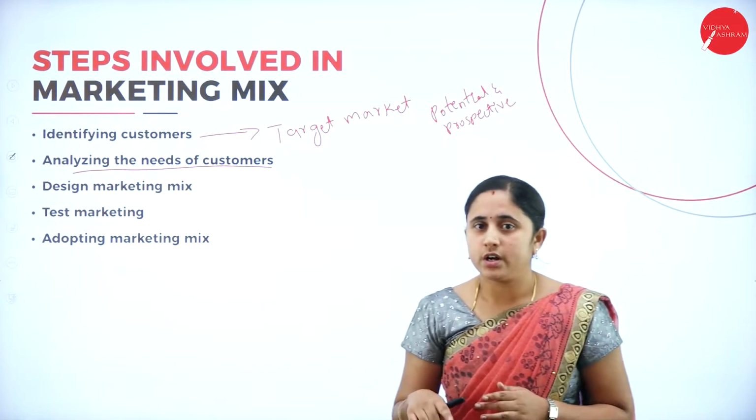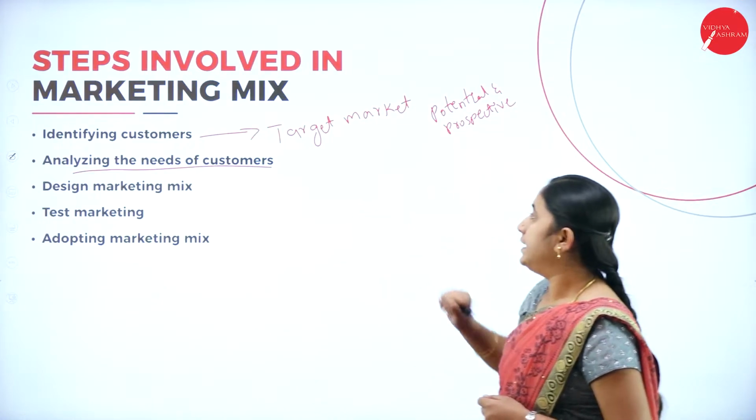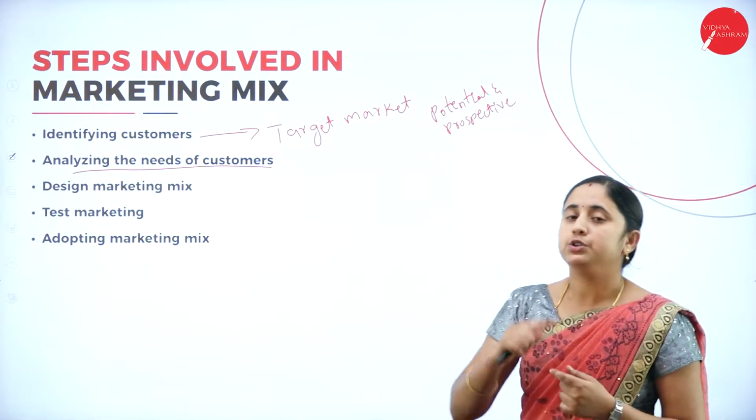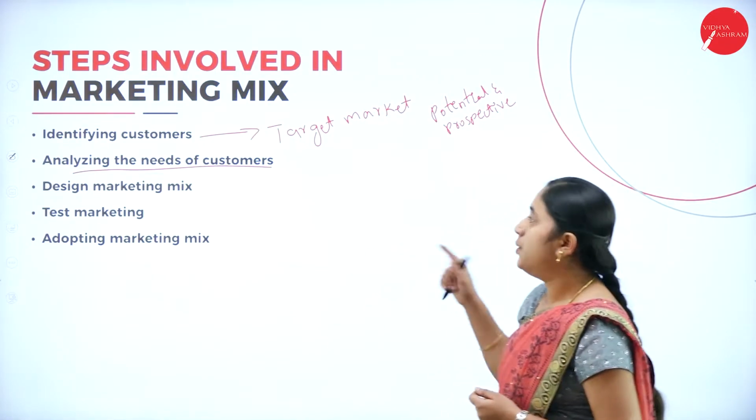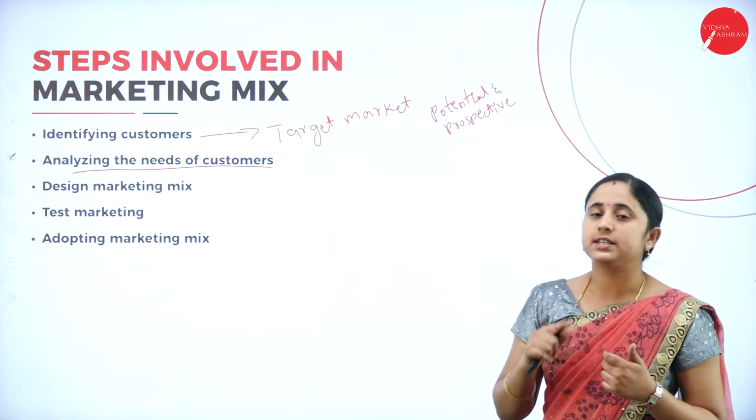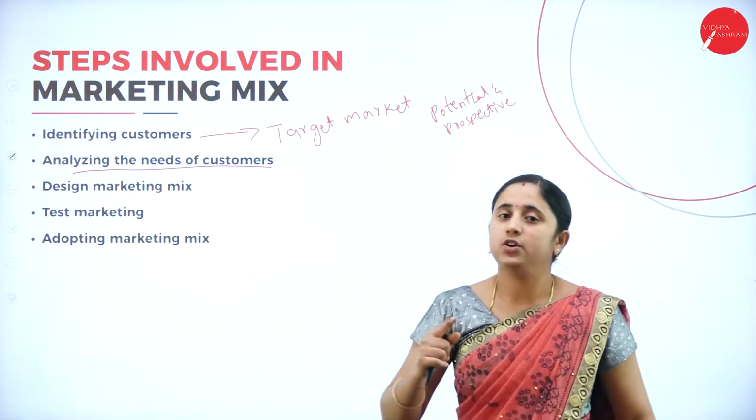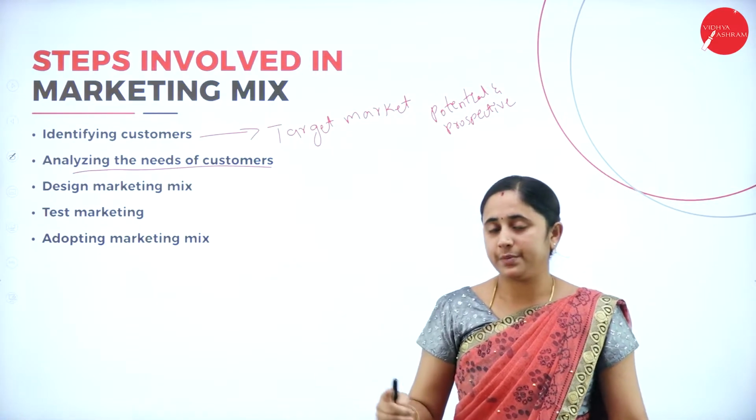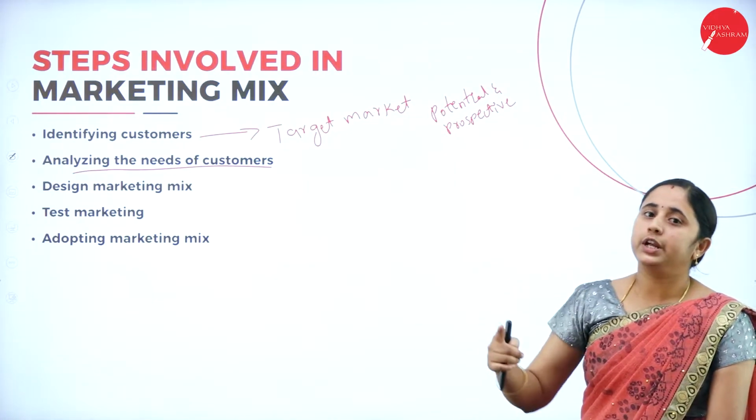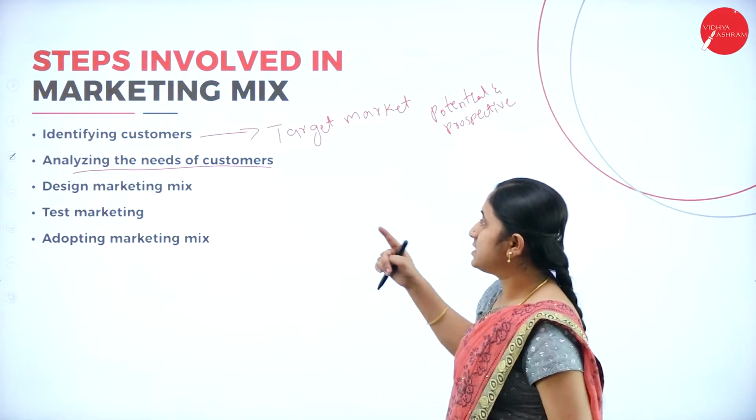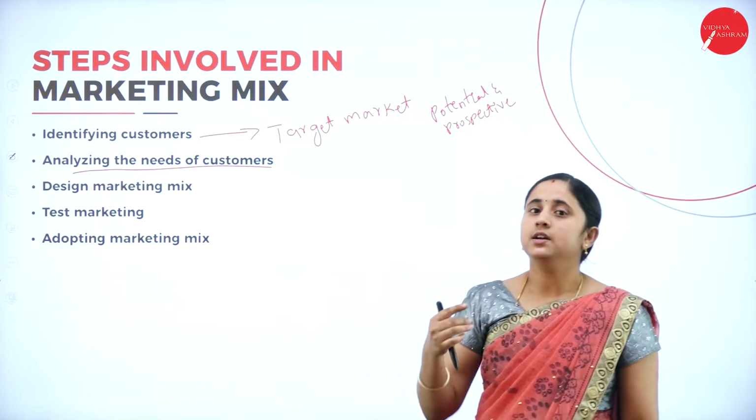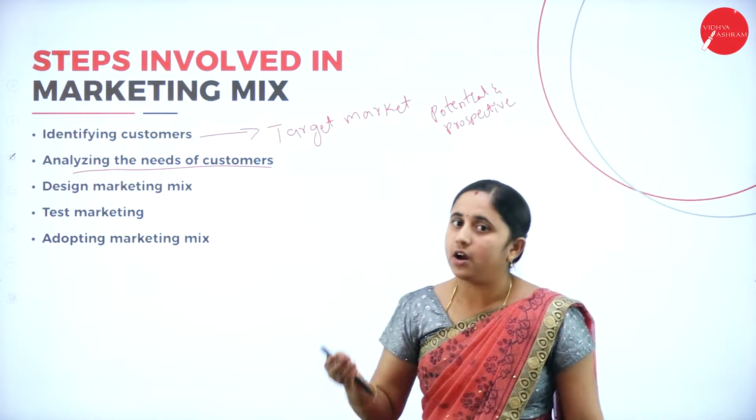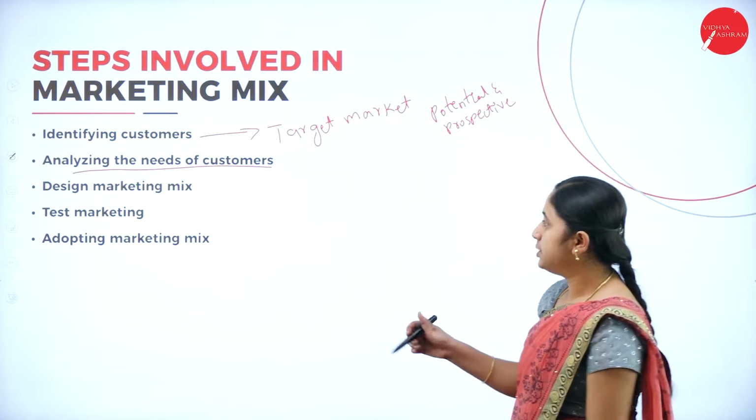After identifying your target market, the next step is to analyze the needs of customers. Based on their needs and wants, you need to produce the goods. So the main objective of every business is to satisfy the customer needs. In order to satisfy the needs, you need to analyze the customer needs and requirements. Based on the needs and requirements, you need to produce the goods. So the next step is to analyze the need. You need to get information about the needs and requirements for your product. According to that, you need to produce the product.